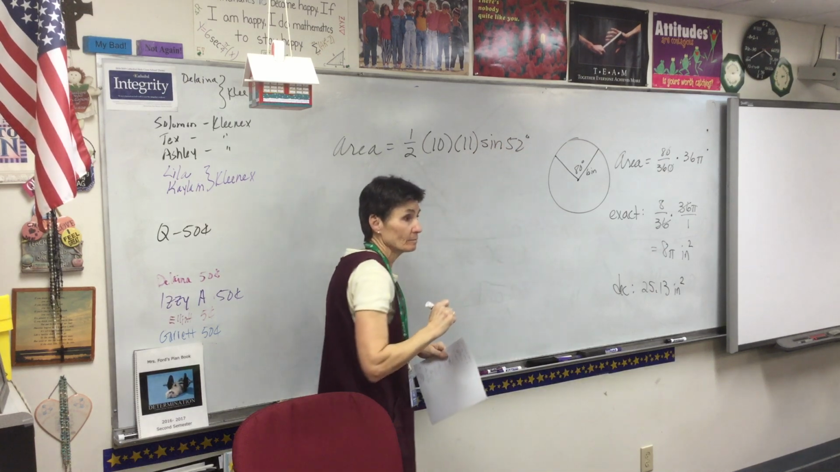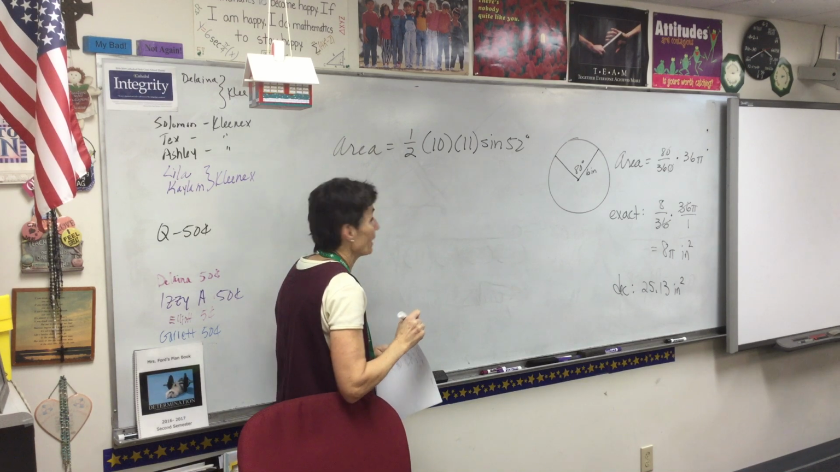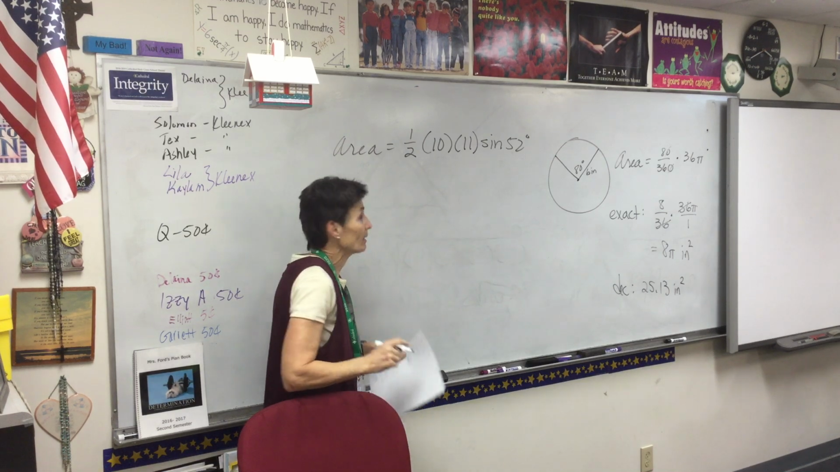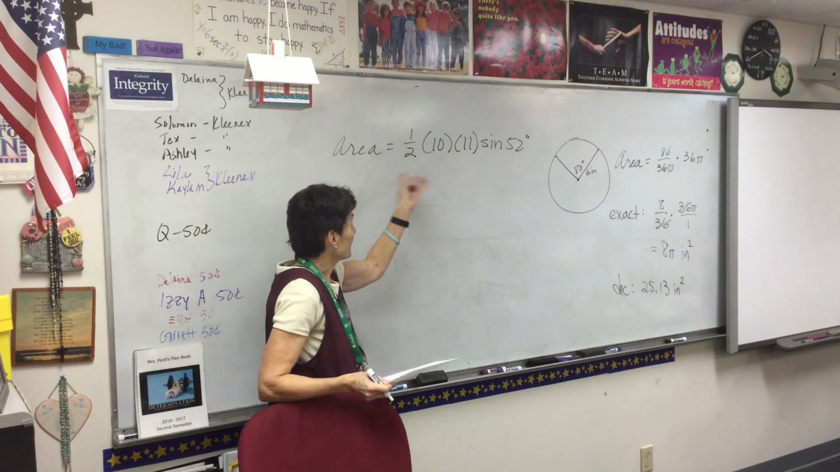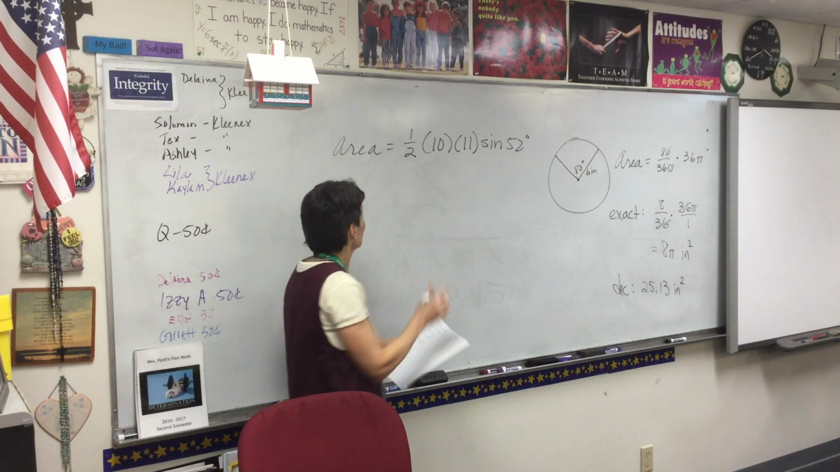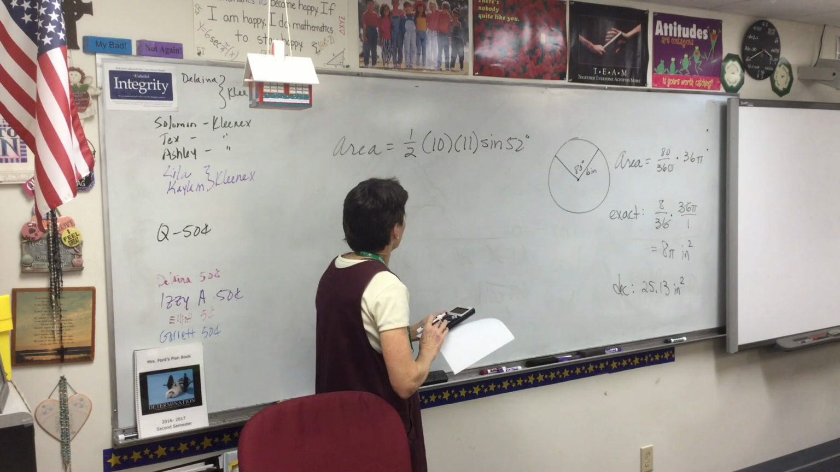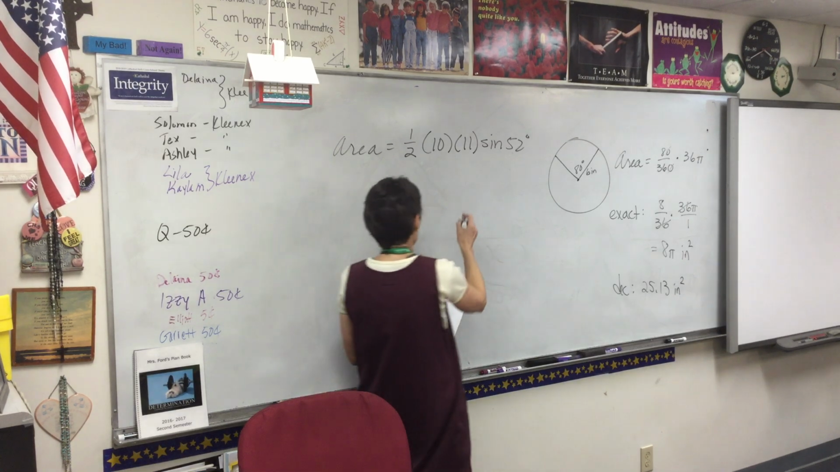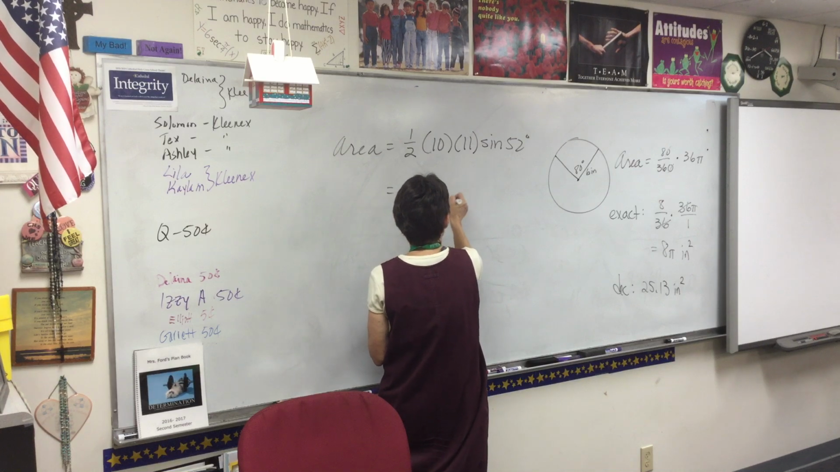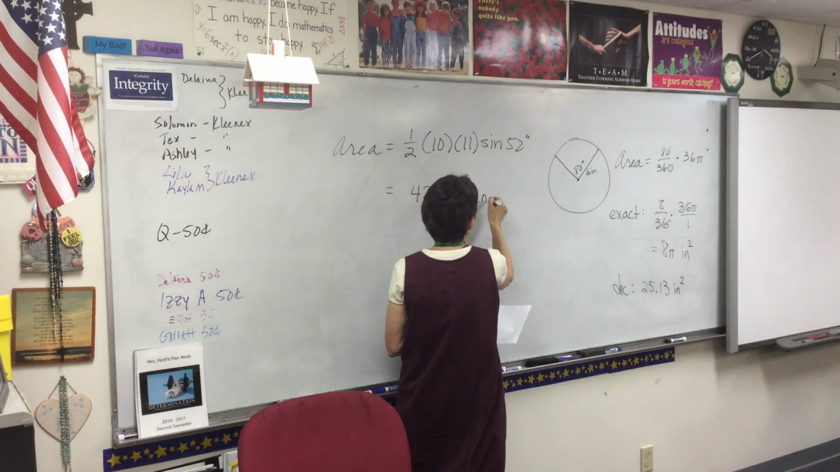Could we just make that 5? Oh yeah, but you're still going to end up typing it in your calculator. This is going to be 55 sine 52, but I can't do the sine 52 without a calculator. So I'm just going to type that in. And I get 43.34. And I didn't draw my picture, that is square centimeters.